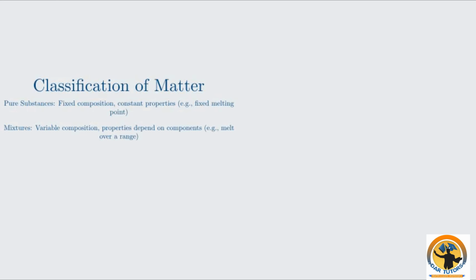Based on these levels, we can classify matter. The broadest classification is into pure substances and mixtures. Pure substances have a fixed composition and distinct constant properties, like a fixed melting point. Mixtures, on the other hand, have a variable composition, meaning the ratio of components can change. Their properties are the sum of their components, and they typically melt or boil over a range of temperatures. A key difference is that pure substances cannot be separated by physical methods, only chemical ones. Mixtures, however, can be separated physically.